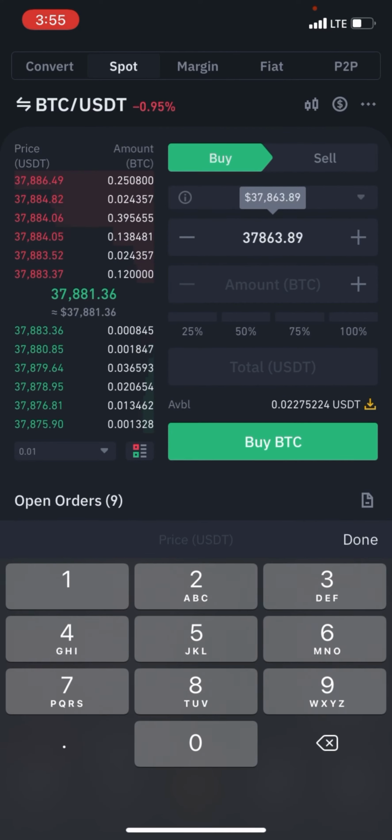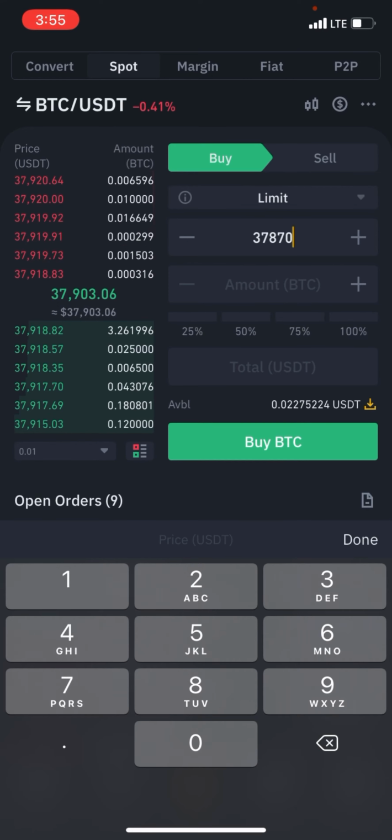Then I'm going to input the price at which I want to sell my BTC. All right, so I want to use 37,860. It's actually going up. Yeah, let me use 37,870. It's going up really quick. 37,870 is what I want to use.